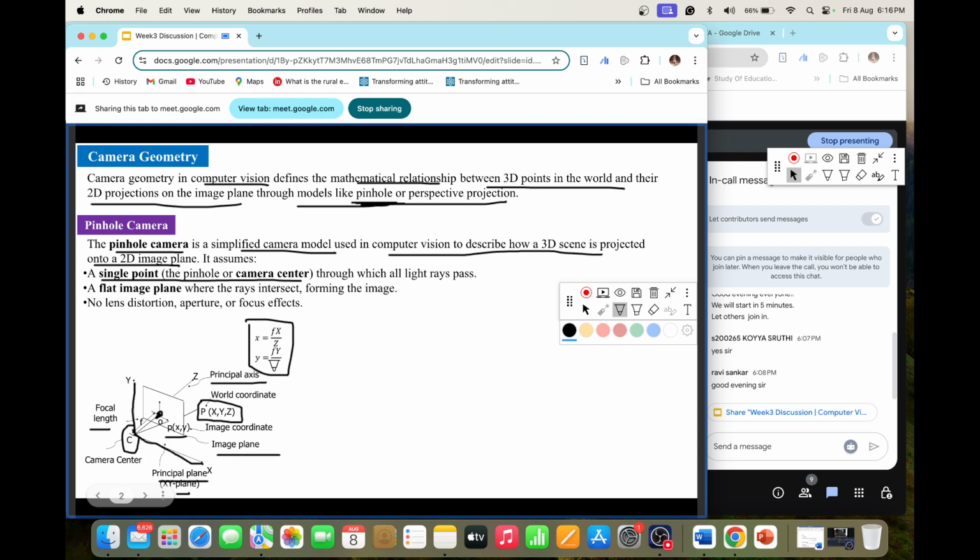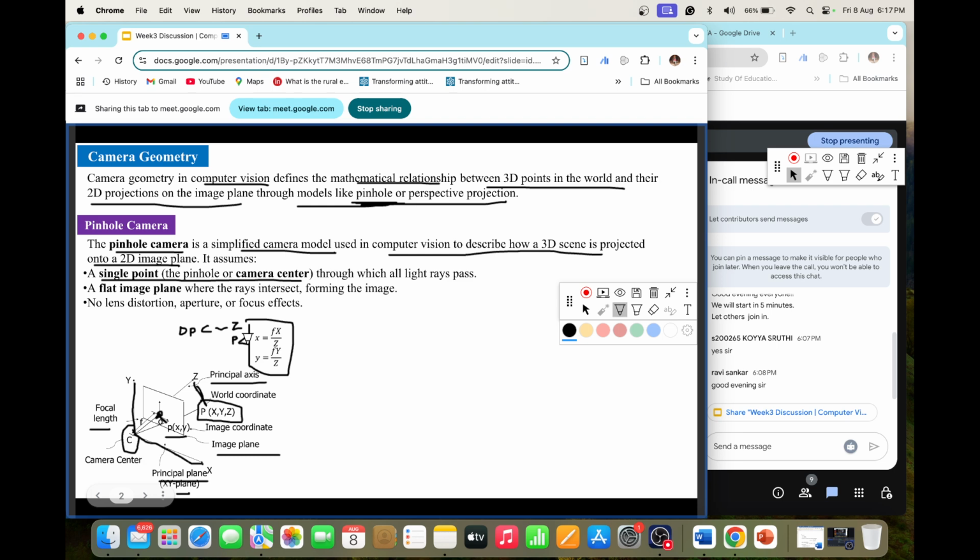How will this formula come? It comes from nothing but similar triangles. You can see this triangle and this triangle. I can mark this triangle as well as this triangle. If I say this is O, this is small p, and C, then O small p C will be similar to Z, capital P, and C. These two will be similar.